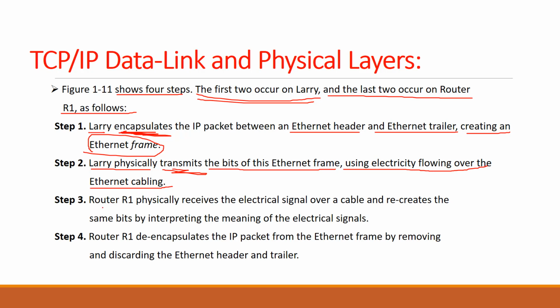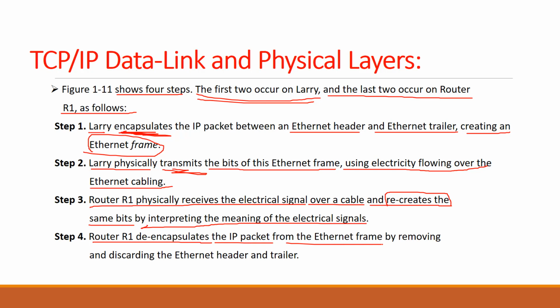In the second two steps, router R1 receives the electrical signal over a cable and recreates, something like regeneration, the same bits by interpreting the meaning of the electrical signals. Once it regenerates, it does the de-encapsulation. Router R1 de-encapsulates the IP packet from the Ethernet frame by removing and discarding the Ethernet header and trailer.